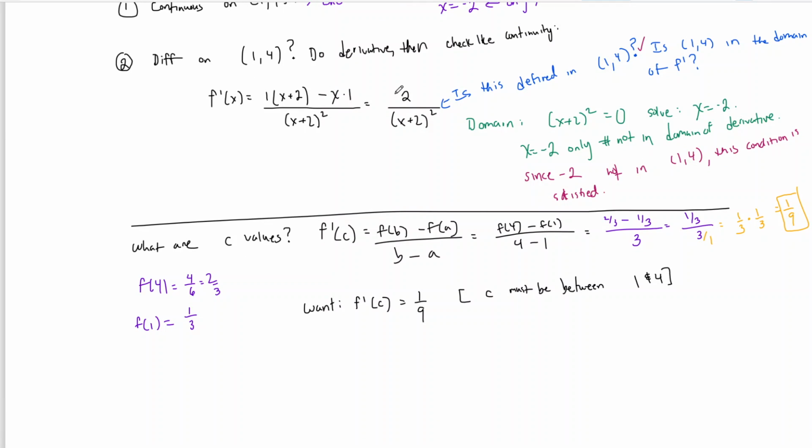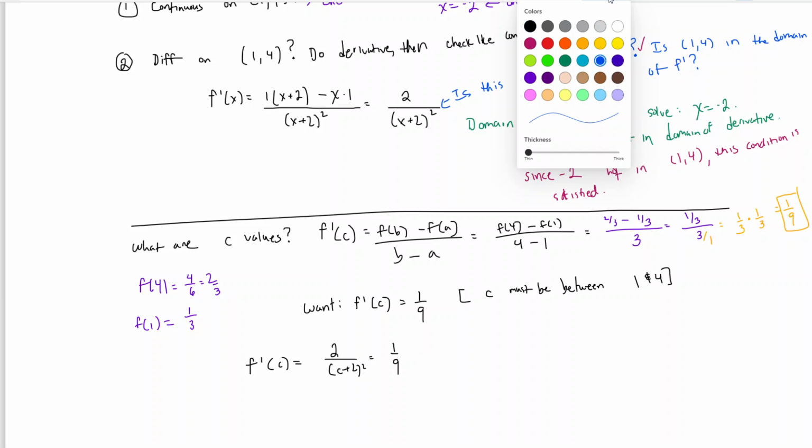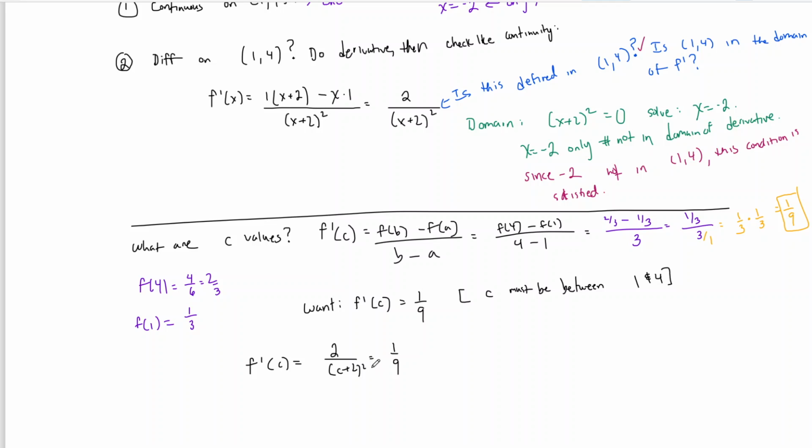Well, luckily for us, we've already got the derivative formula done. So f prime of c. Well, this is f prime of x, so we can just plug in c for x. We get 2 over c plus 2 squared equals, and we want it to equal 1/9. Now you want to solve this. We can cross multiply to get rid of the denominators. We get 2 times 9 on the left, because the 9 comes up here. We get 18 equals 1 times c plus 2 squared.